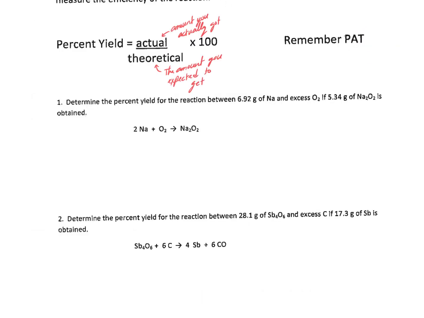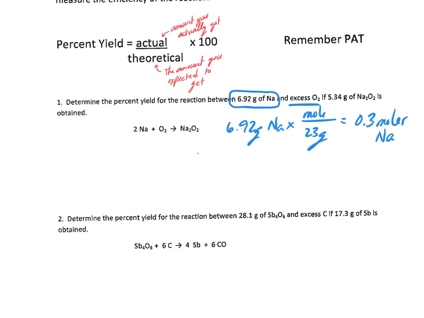All right, let's start with problem number 1. We are given 6.92 grams of sodium and an excess amount of oxygen. So the reaction is going to stop when we run out of sodium. Since oxygen is the excess, 6.92 grams of sodium is the limiting reactant. All right, first off, I got to solve for moles. Okay, so we have 0.3 moles of sodium.